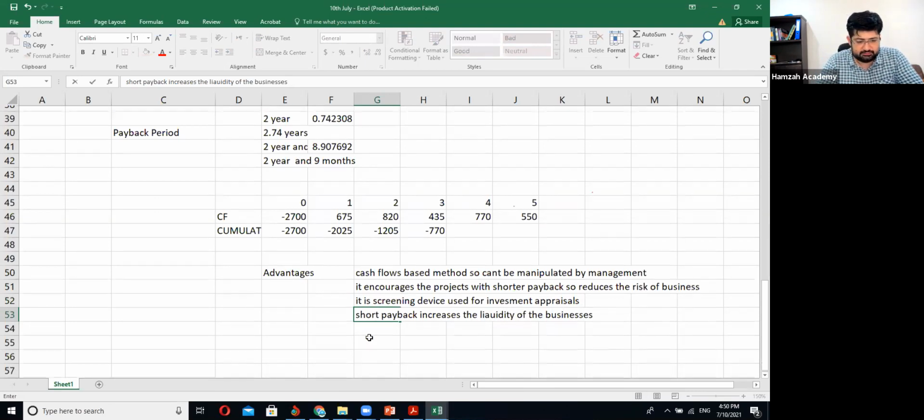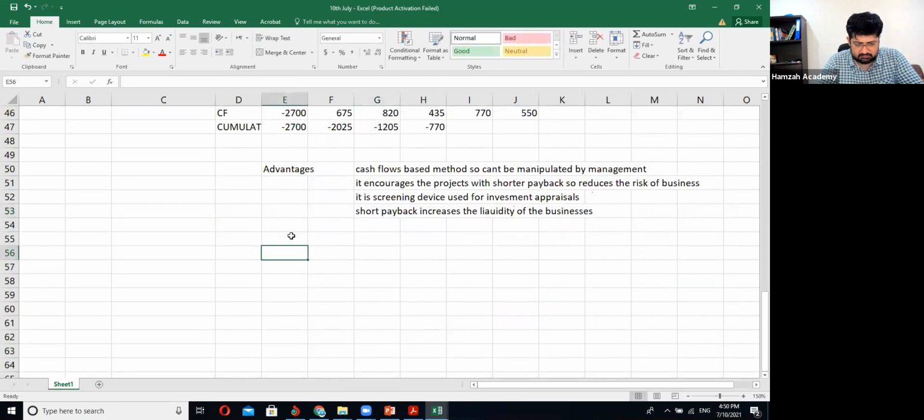Now, liquidity. Disadvantages. These advantages and disadvantages are very important. Let me tell you, MCQs, MTQs, and even Section C can be tested.